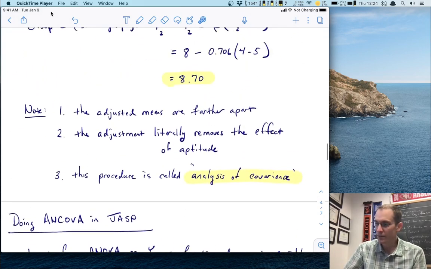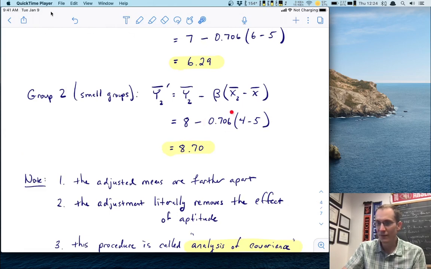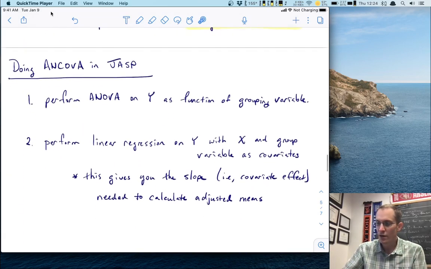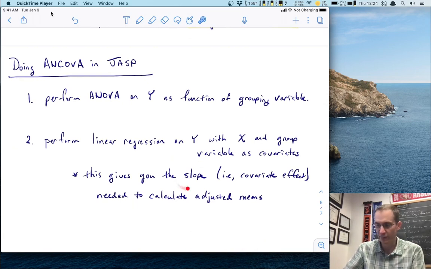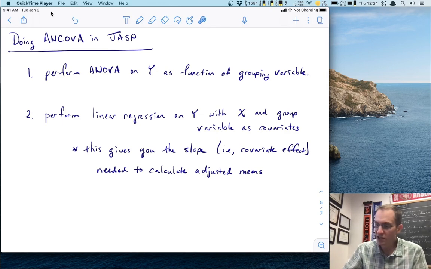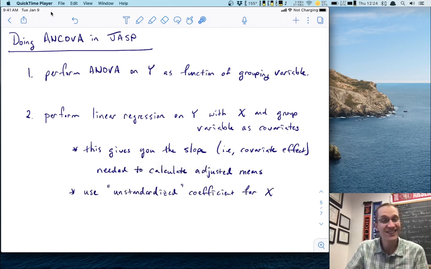So when we go back up here to this example, and I told you about this 0.706, this comes from this procedure of doing the linear regression and finding the slope. So you're going to see that pop out in JASP here in a few minutes. And then once you do that, oh, by the way, you're going to use something called the unstandardized coefficient. I'll point that out in just a moment.